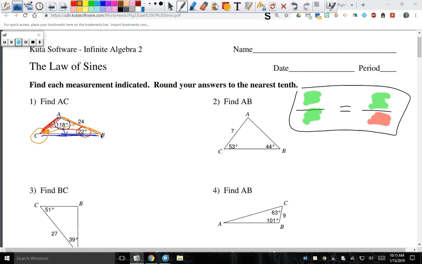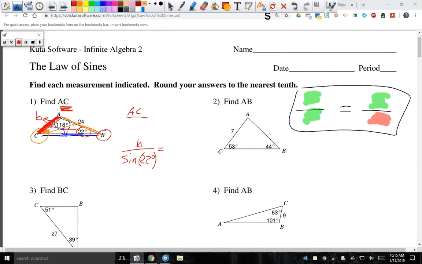Remember, we want to set up this proportion when we know 3 of these 4 pieces. Immediately looking at this, I can see that I'm looking to find AC. That's this length right here, and it's coming from the angle of 22 degrees. So we're going to put AC, or you can put little b, which is the opposite side of the big B for the angle, over the sine of the angle that it's shooting from.